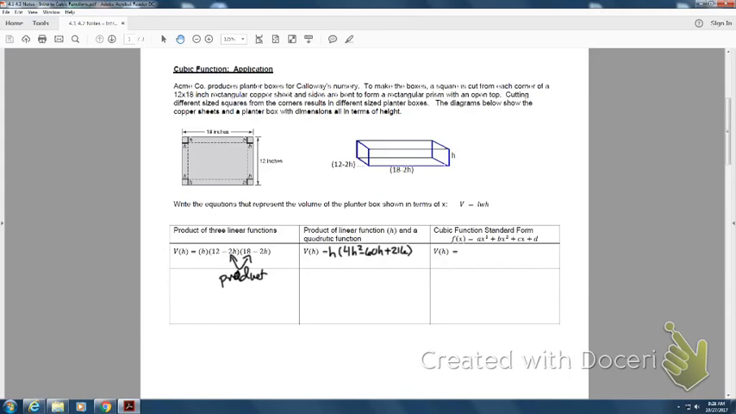And then, Taryn, what would I do with that h to get the cubic equation in standard form? Multiply it with the 4h squared. Multiply it with just the 4h squared? Well, and the rest. Okay, so distribute it in. So I've got 4h cubed minus 60h squared plus 216h.